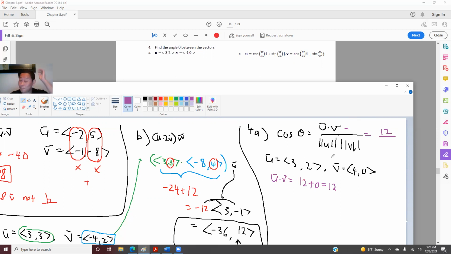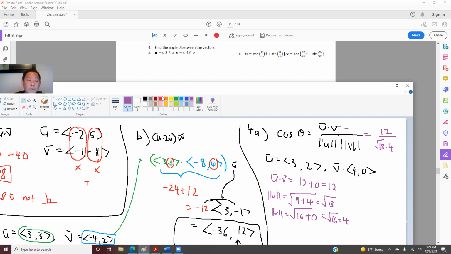And then we do the magnitude of U. So magnitude of U means you take the square root of 9 plus 4, the square of the first component, add the square of the second component. This is square root of 13. So now we found the magnitude of U. And the last one is to find the magnitude of V. In this case, it will be 4 squared, 16, plus 0 squared, 0. So this is square root of 16, which is 4. So times 4. Forget this, I'm multiplying.